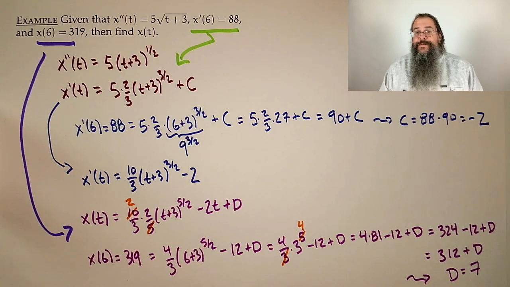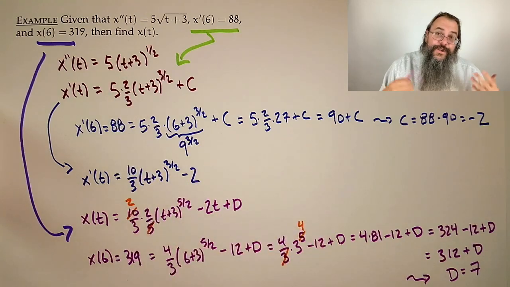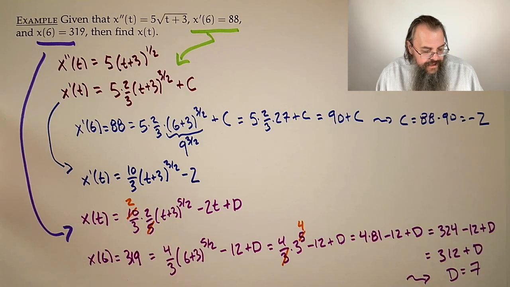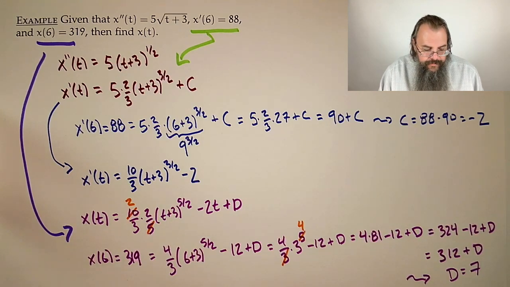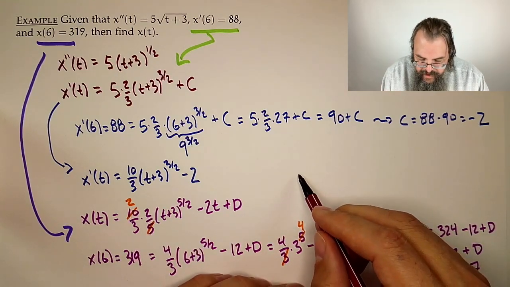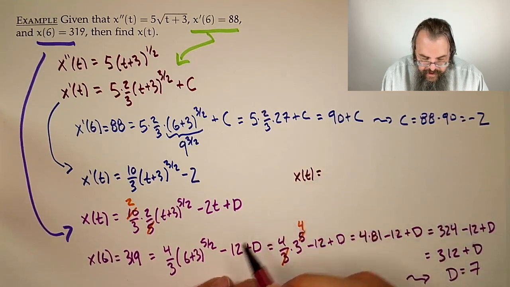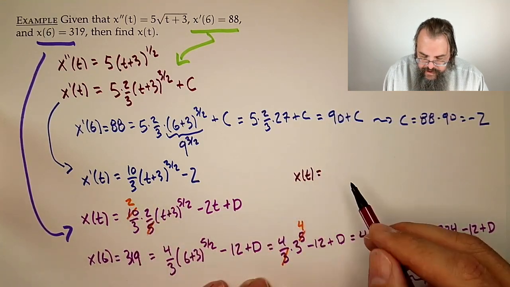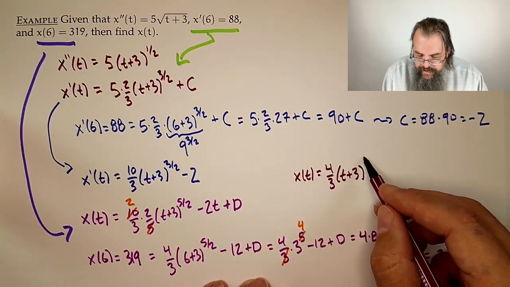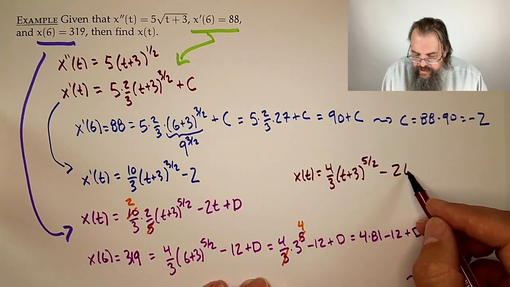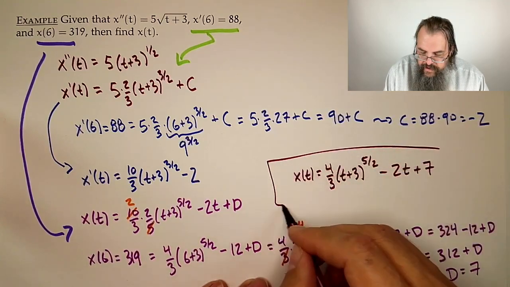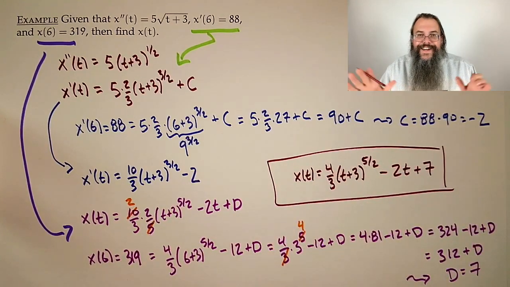But remember, when we're looking for x of t, we should finish by saying x of t is this. So, putting it all together, we come to our conclusion that x of t is going to be equal to, here we go, 4/3, our constant in front, times t plus 3 to the power 5/2, minus 2 times t, and then plus 7. And there we go. Life is good.